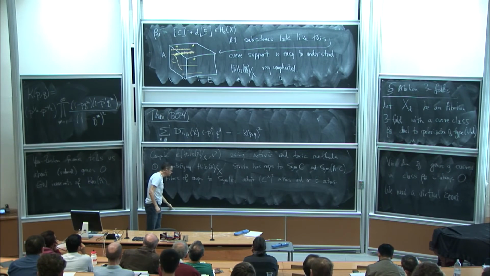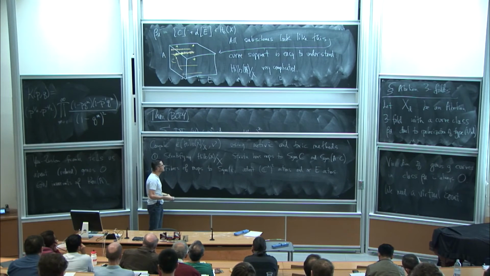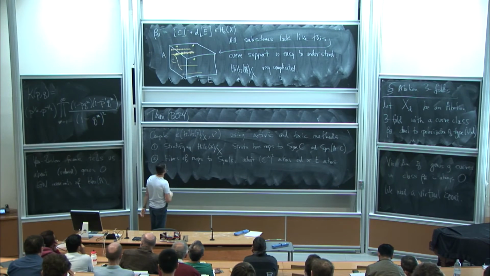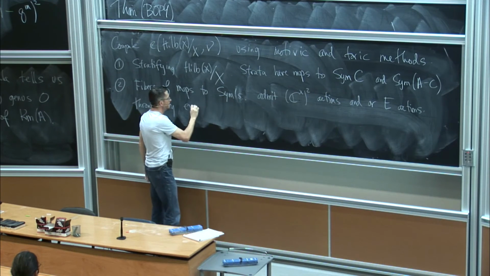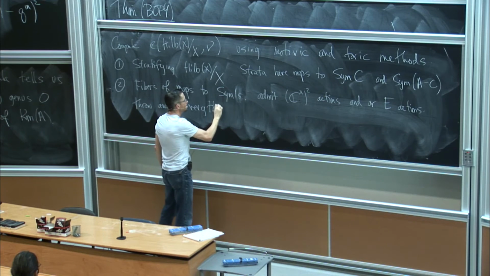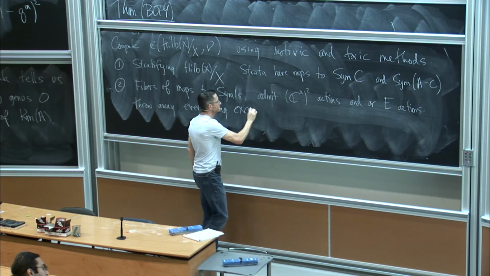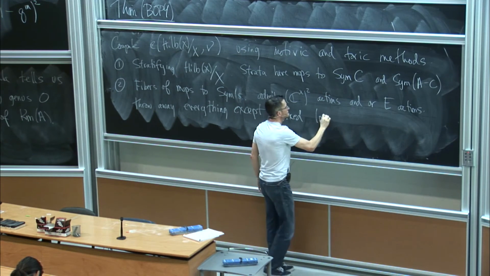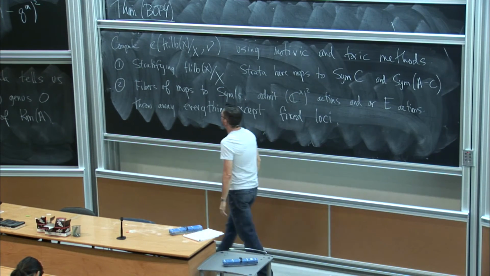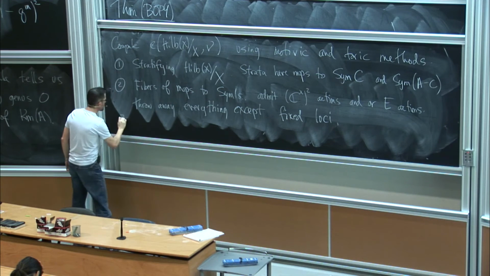So this is really good news because you can throw out anything that's not fixed. That will have zero Euler characteristic. So throw away everything except fixed points. Fixed loci. Okay, what does that do?